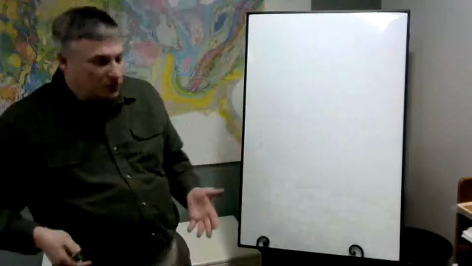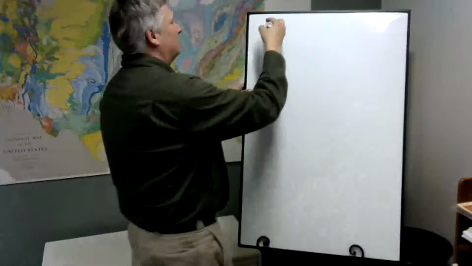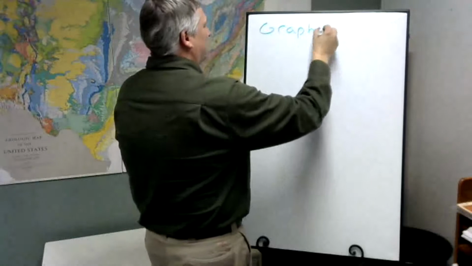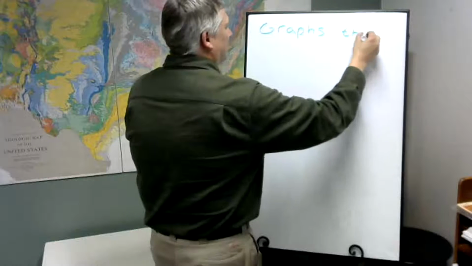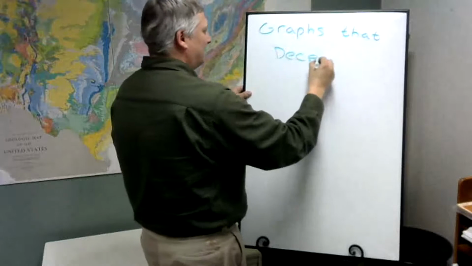So the last thing in this section, 2.3, is I want to talk about graphs that could be misleading, and also things you want to be careful of if you're making graphs. What we call here are graphs that deceive.